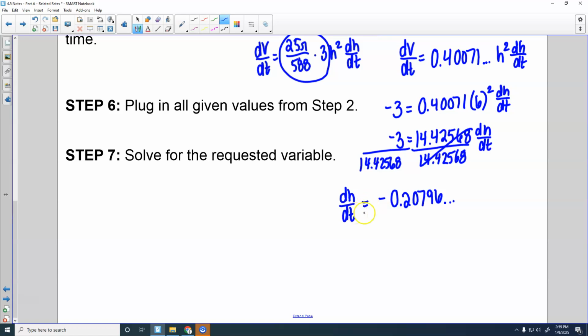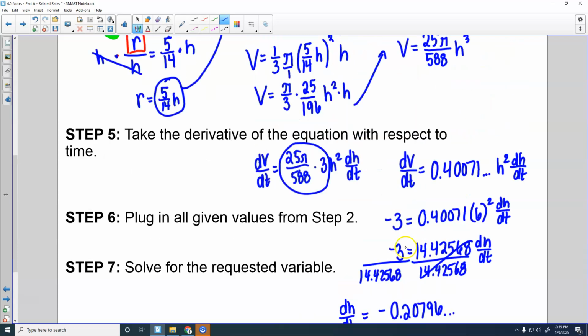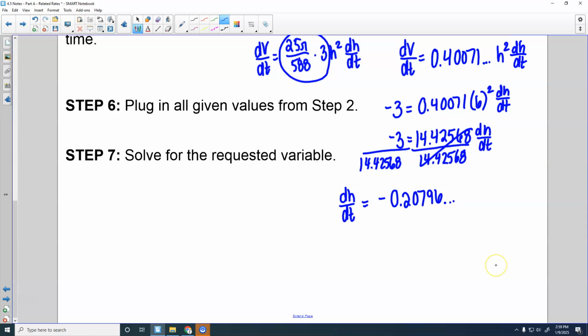What would units be on this one? Almost. Just feet. Because height would just be feet. If it was dV/dt, it would be feet cubed. So it would be feet per minute.